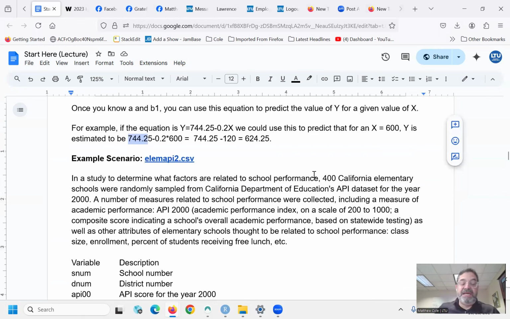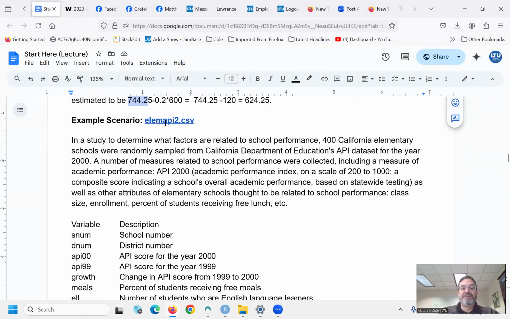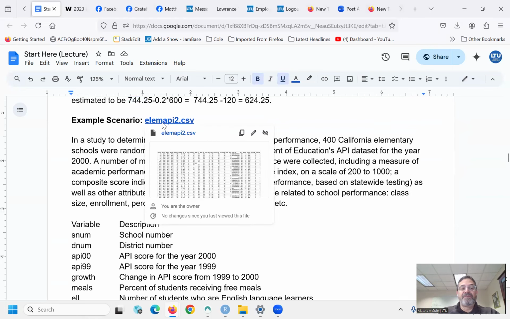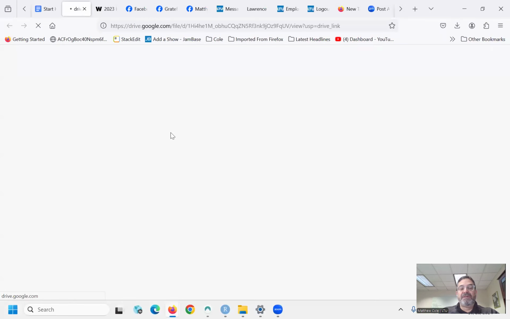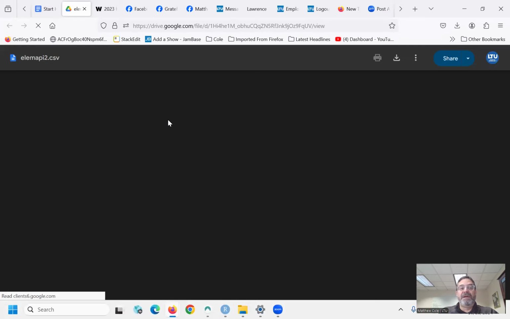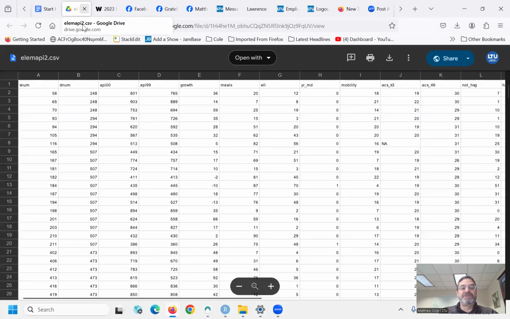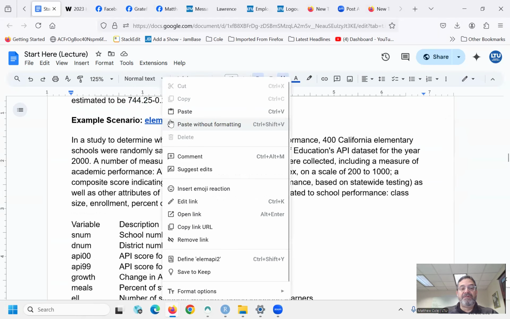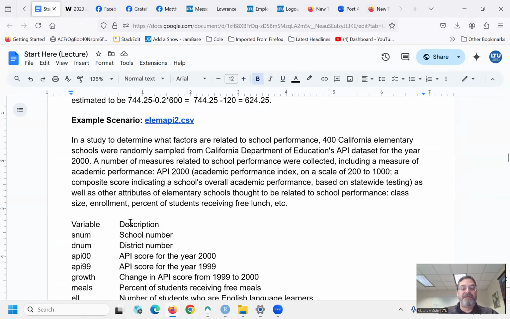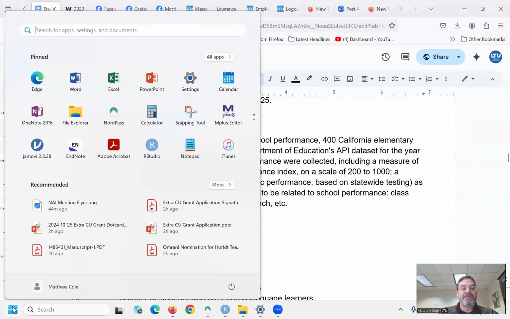So let's get into some data and let's practice, and let's go ahead and do this in JASP. Here's our data frame. So go ahead and download it. And we're not going to do any manipulation in Google Sheets. So just go ahead and download this onto your hard drive, and then open up JASP.